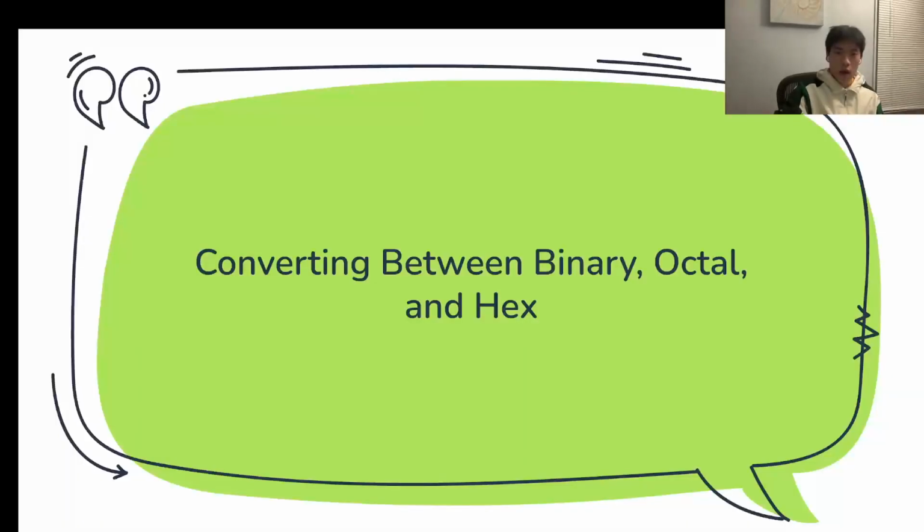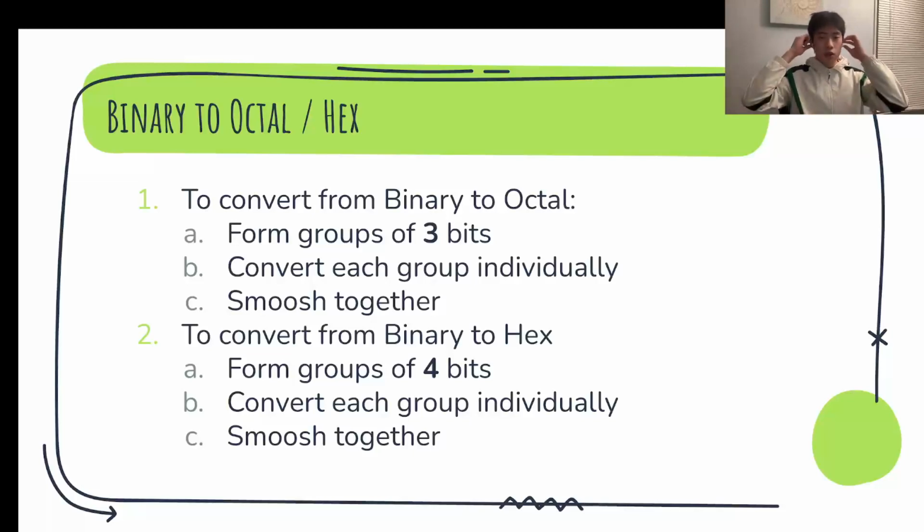Let's move on. We have learned how to convert between base 10 and binary, octal, and hex. So we did base 10 to binary, octal, and hex, and then binary, octal, and hex to base 10. But we've never learned how to convert between binary, octal, and hex just together. Now this is much easier than converting to and from base 10. To convert from binary to octal, we simply group the binary number into groups of 3 bits, convert each group individually, and smush them together. It's the same thing for hex, but we do groups of 4 bits. This is best shown with examples.